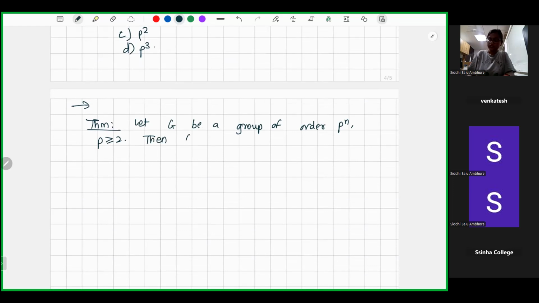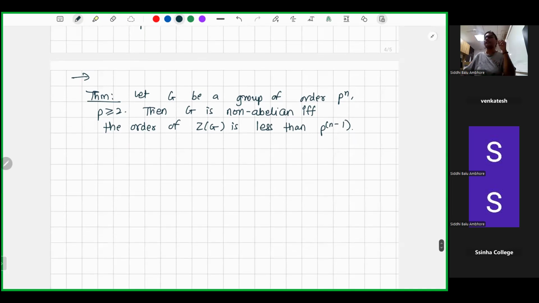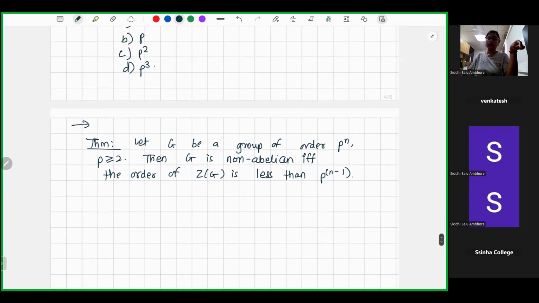Then G is non-abelian if and only if the order of Z(G) is less than P power n minus 1. Okay, so they say that G is a group of order P power n, then G is non-abelian if and only if the order of Z(G) is less than P power n minus 1.